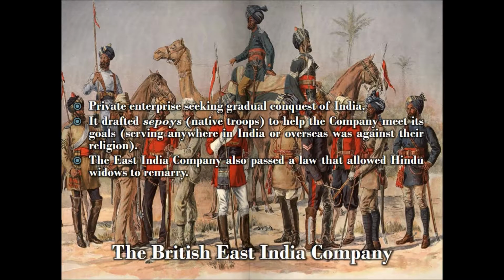Now let's look at the British East India Company. The British East India Company, or the Company as it was called, was a private enterprise seeking gradual conquest of India. It drafted sepoys, native troops, to help the company meet its goals. The goal of the company was really to control India because India was such a profitable colony.